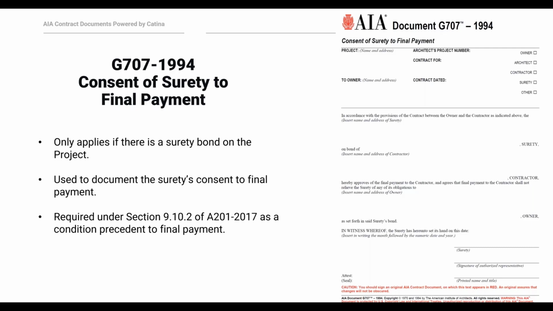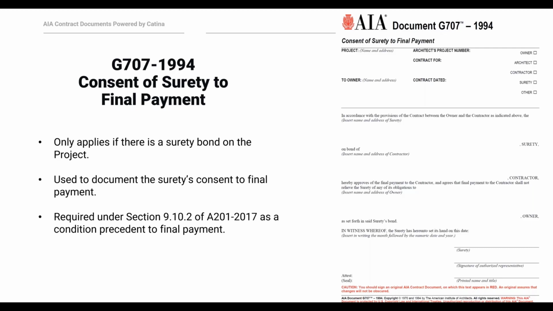Also, if there's a surety bond on the project, the A201 requires the contractor to get consent of the surety bond provider in order to become entitled to final payment on the project. And that's something that I touched on earlier in the program as well. And lastly, it's important to note that the surety's approval of final payment to the contractor does not relieve the surety of any of its obligations under the bond.